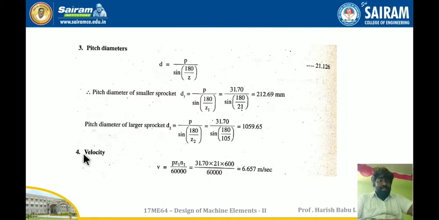The next step will be the velocity. So V is equal to P Z1 N1 divided by 60,000. So I'm going to substitute the pitch, that is 31.70, multiplied by 21, multiplied by 600, divided by 60,000. So I'm going to get 6.657 meters per second.